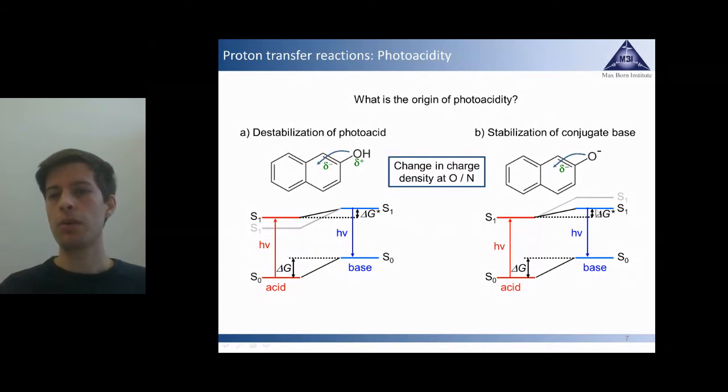But if you go with the picture on the right side and you look at the deprotonated molecule, it has an excess negative charge here. So partially removing this charge into the pi system by charge transfer will in fact stabilize this base side. So in the end, you end up with the same situation, the same delta G, but the picture is different. So the question is, on which side is the main charge transfer reaction happening? And this requires you to be locally sensitive to charge density on this heteroatom. And this is, of course, a prime case for studying with soft X-ray spectroscopy or transient soft X-ray spectroscopy.